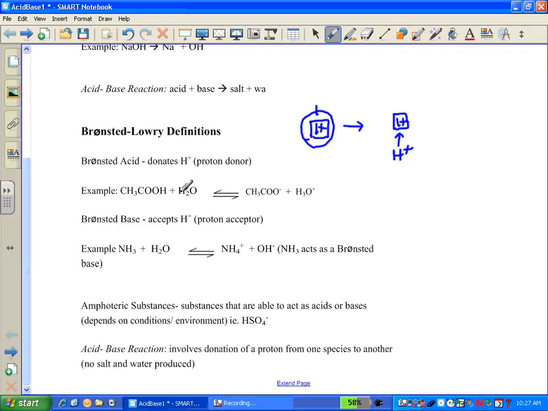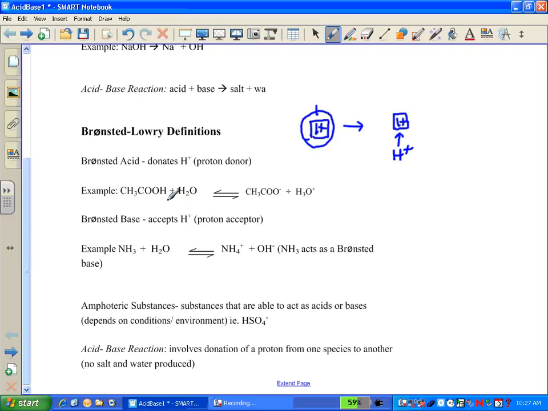Now, by this definition, an acid is a substance that donates a proton, and a base is something that accepts a proton. When we look at these substances and their reactions in water, what we need to do is look at the substance. So in this example here, we're looking at vinegar, and we're adding water. These reactions are always going to be equilibrium reactions, which we'll discuss further as we go along.